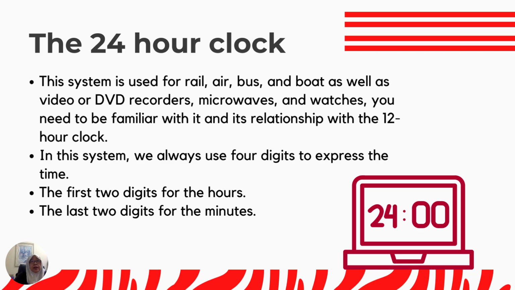But you need to be familiar with it and its relationship with the 12-hour clock. For the 12-hour clock, we need to put in the AM or the PM based on daylight, afternoon, and nighttime. Now for 24 hours, we just look at the digits. In this picture, you see that we have 4 digits to express the time. Your left side, which shows 24, will be for hours. The first 2 digits are for hours, and the last 2 digits are for the minutes. So the minutes will be 00.